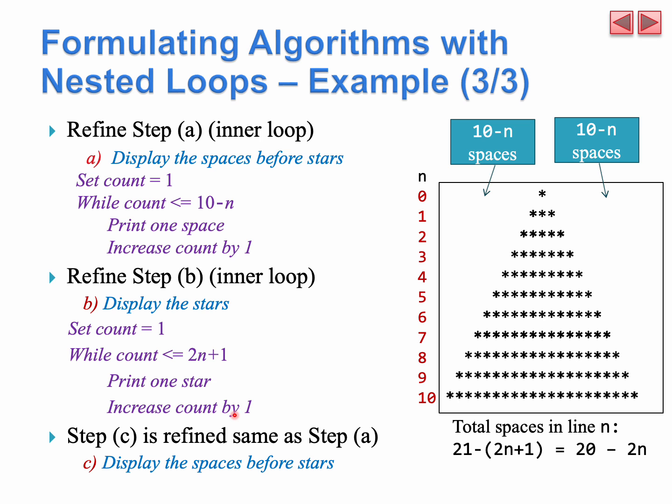Step C in the body of the outer loop, which is to display the spaces after the stars, is refined the same as step A, because both display 10 minus n spaces. As you can see, the details of these steps in the loop body of the outer loop depend on the control variable n of the outer loop. That's why we need to refine the outer loop before refining its body.